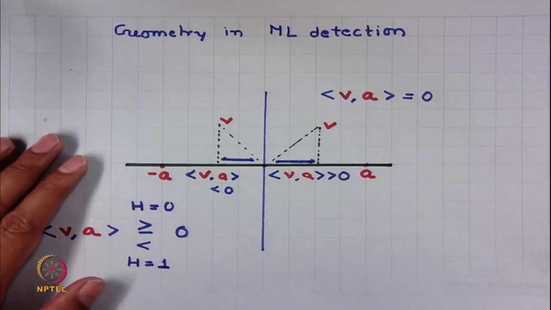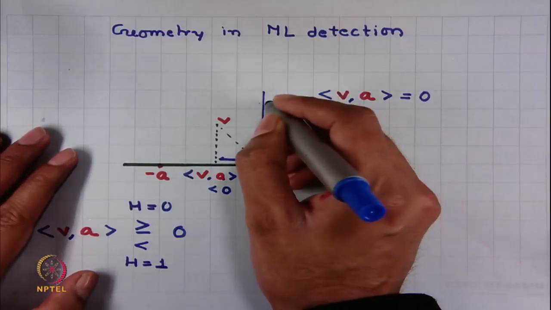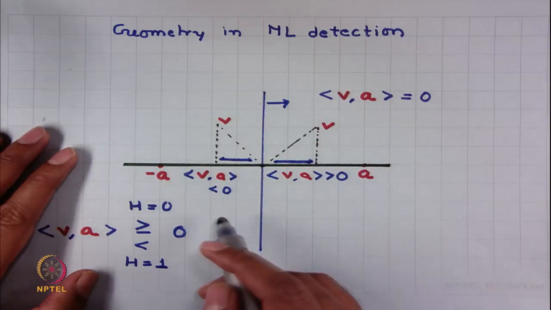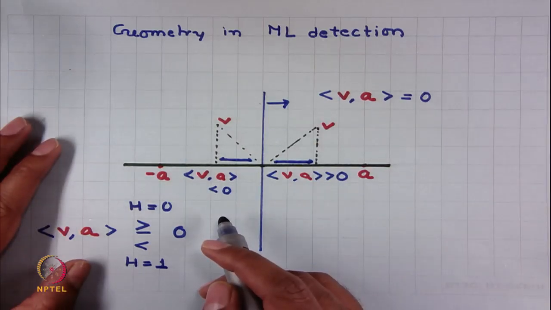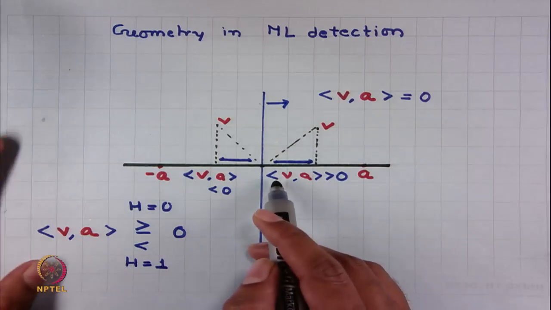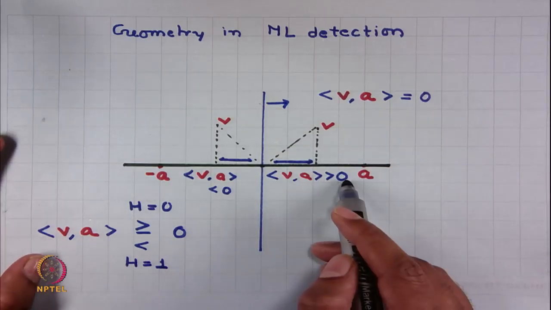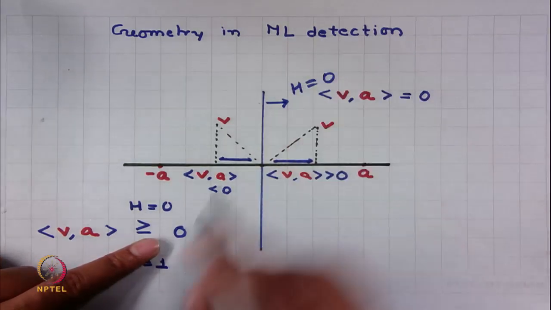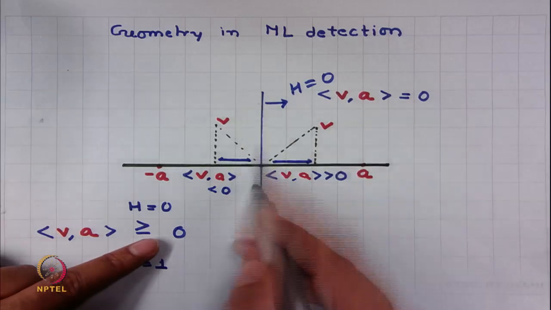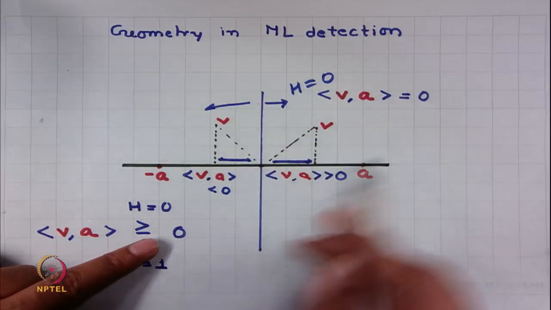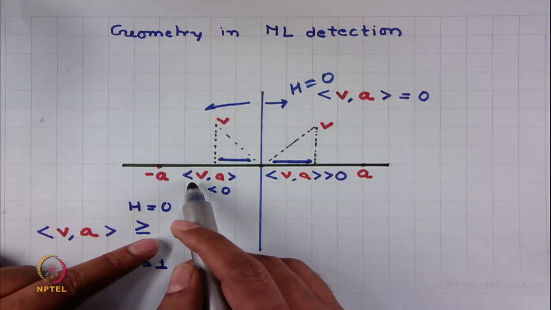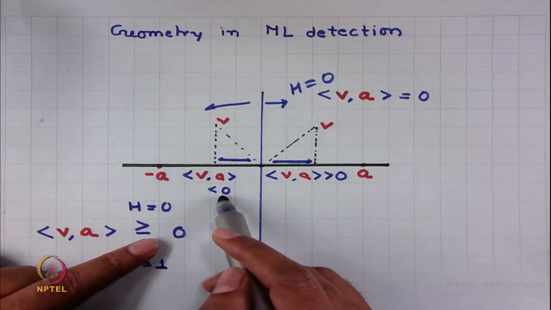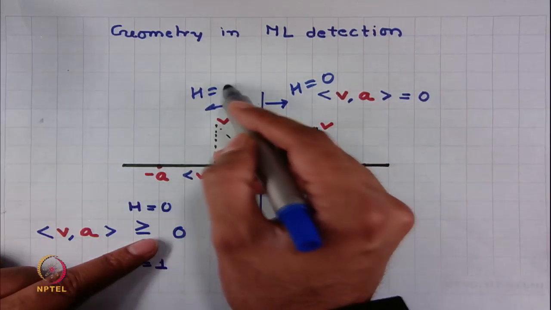and all points lying to the right of this perpendicular bisector denote the situation when the inner product of V with A is greater than 0, and hence hypothesis 0 should be chosen. All points lying to the left of this perpendicular bisector denote the situation when the inner product of V with A is less than 0, and hence for these points hypothesis 1 should be chosen.